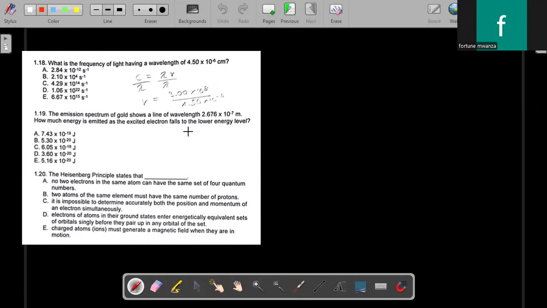Question number 18 is saying, what is the frequency of a light having a wavelength of 4.50 times 10 to the power 6 centimeters? Being given the wavelength, we are being asked to calculate the frequency. You know that frequency, indicated by ν, is equal to the speed of light divided by lambda, where lambda is the wavelength. For the speed of light, I'll use 3 times 10 to the power 8 meters per second.